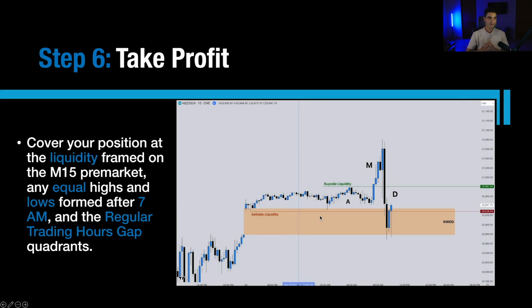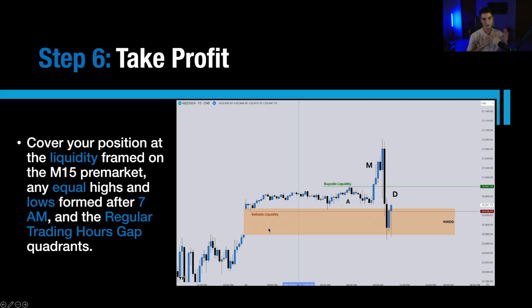So for step 6, take profit. You want to cover your position or close your position at the liquidity that we framed on the 15-minute pre-market, right? Remember, pre-market, we framed the buy side and the sell side. Now this is where that sell side is going to come in. Once you're short, you're going to look to take profits at that level.